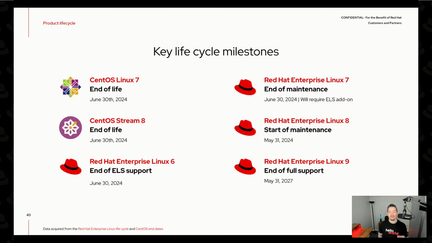But CentOS Stream 8 and 9 and 10 and beyond are very, very different animals. They're upstream of RHEL versus CentOS Linux, which was downstream. So keep in mind CentOS Linux, in-place conversion. CentOS Stream, rip and replace.